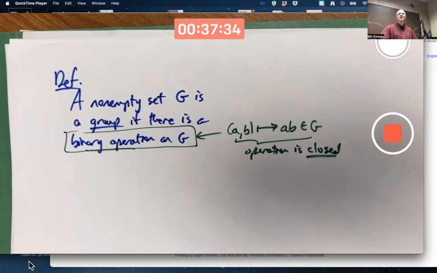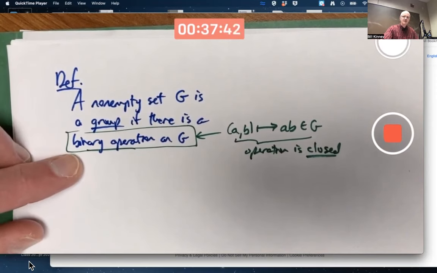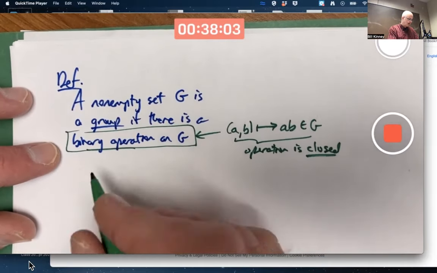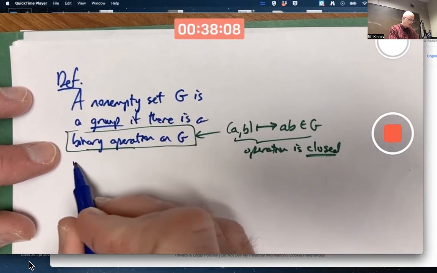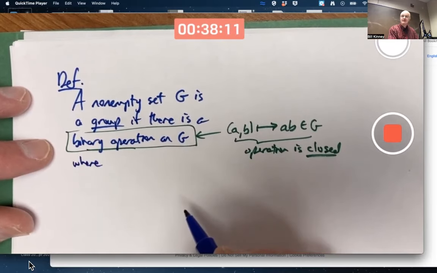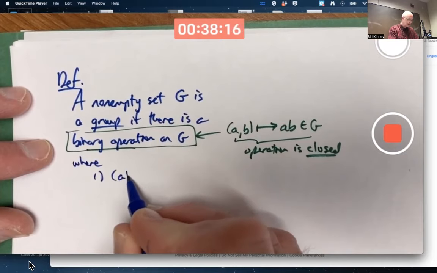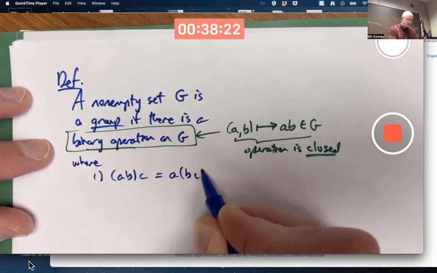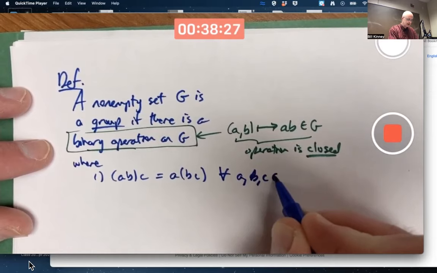The author doesn't use the word closure in the definition of a group, but effectively when the author uses the phrase binary operation, the author means it's closed. So what other properties does it satisfy? It's got to satisfy the associative property. (AB)C equals A(BC) for all A, B, C in G.